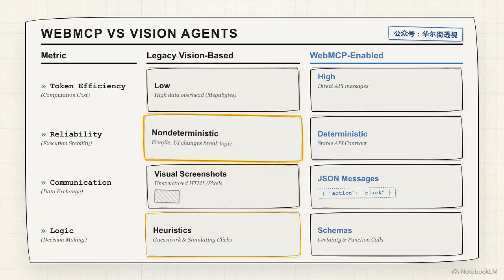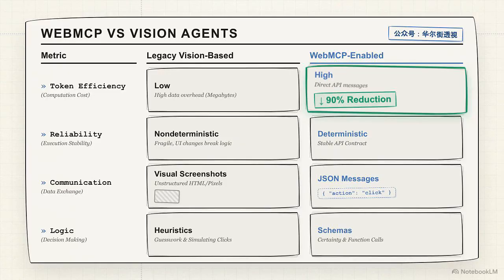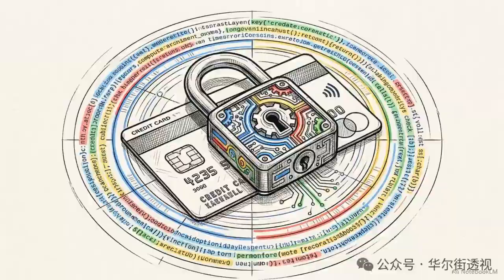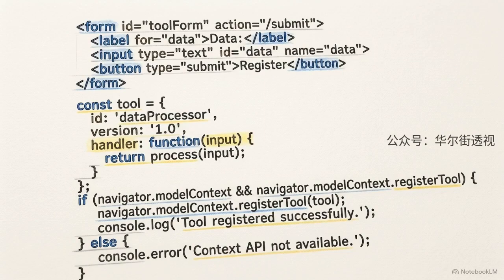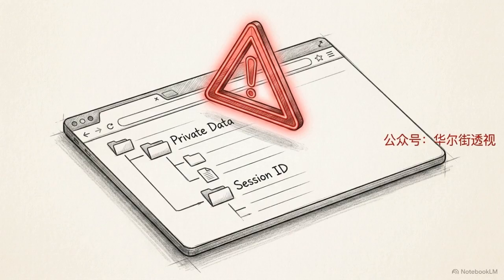Processing megabytes of images results in low token efficiency. Furthermore, a single pop-up can break the agent's logic. In contrast, WebMCP uses JSON messages, reducing token usage by up to 90%. By combining simple HTML markers with deep JavaScript controls, WebMCP provides a path for every site, from blogs to e-commerce hubs, to become agent-ready.